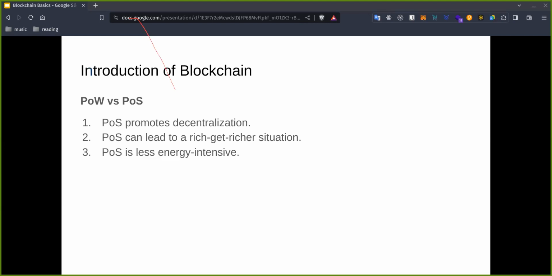Then proof of stake is also less energy intensive. As I talked about with proof of work, maintaining a Bitcoin node is quite expensive and heavy because of the amount of work it has to do. Proof of stake is much simpler to handle. It's less energy intensive, and as a result, it ends up being very environmentally friendly and cheaper to run. I'm seeing there's a question here from AGK about proof of work.